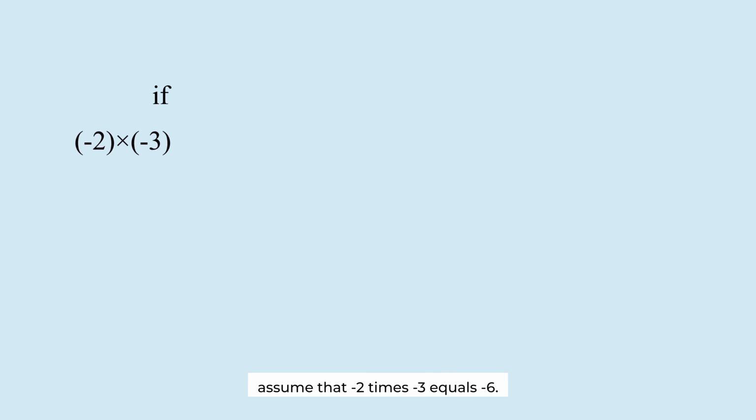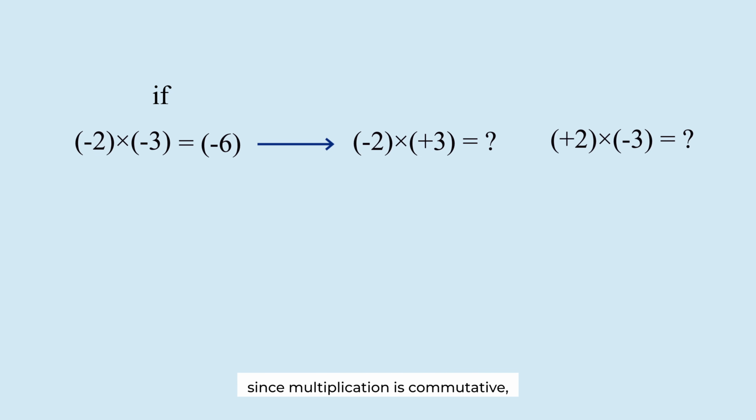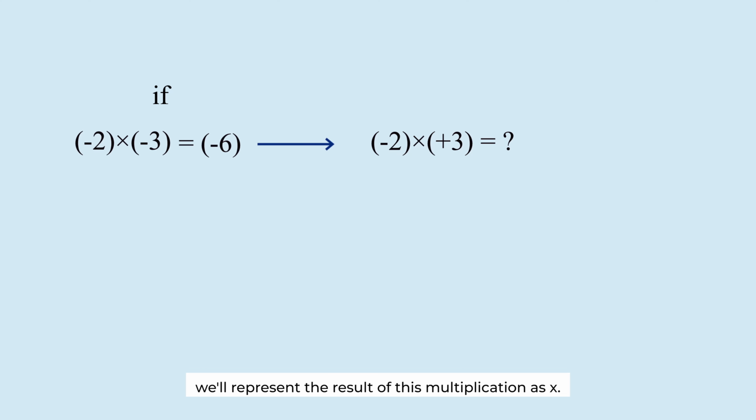Assume that minus 2 times minus 3 equals minus 6. Then, what would be a negative times a positive or a positive times a negative? Since multiplication is commutative, both results are the same, so we only need to consider one case. We'll represent the result of this multiplication as x.